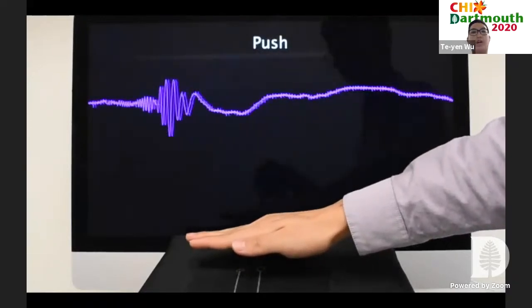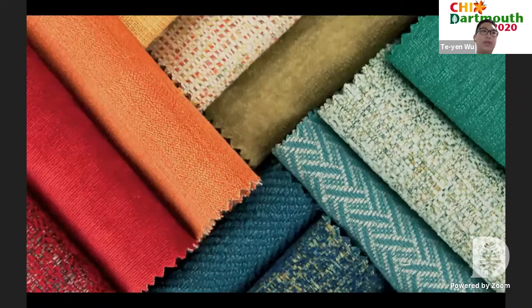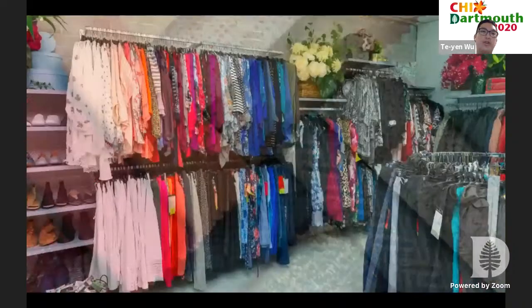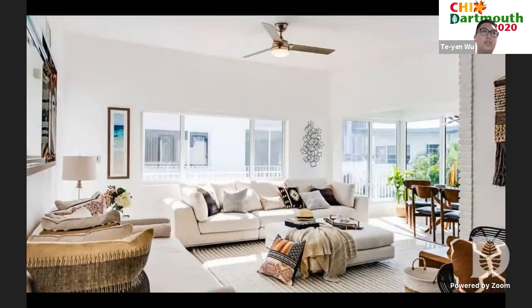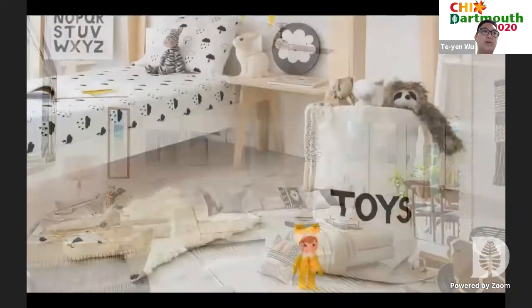I will discuss the detail of how we implement it later. But before that, I want to talk about the motivation. Fabric can be seen in every part of our daily life, such as in clothing and fashion, furniture and decoration, as well as toys and bags.